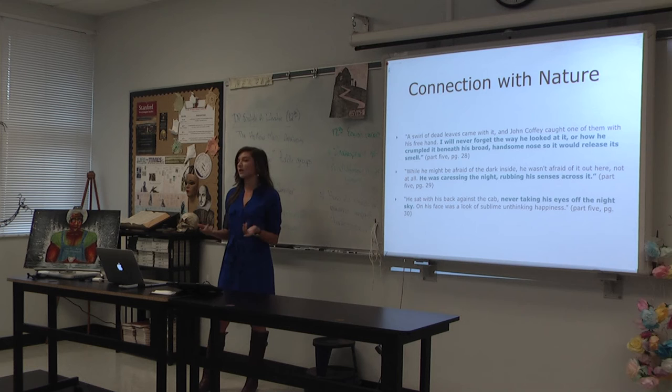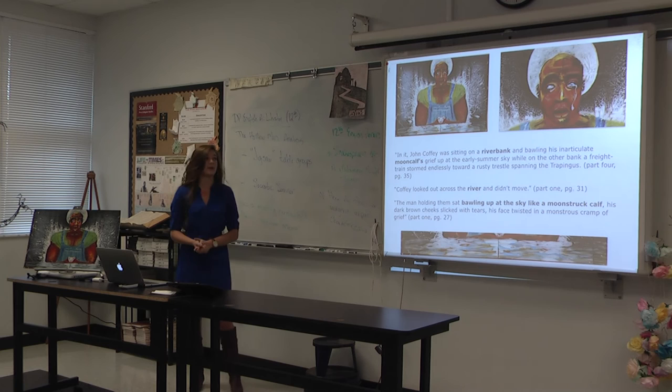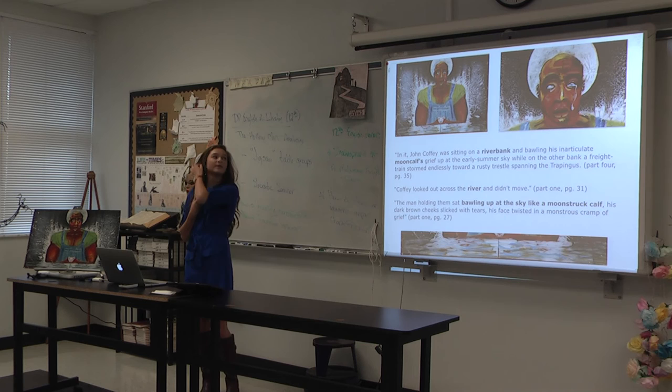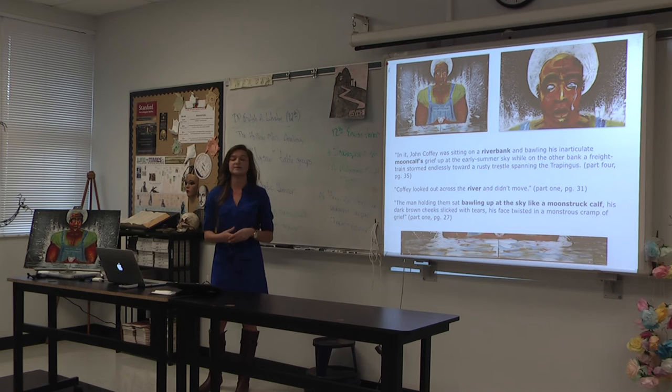And to portray this in my painting, I have two elements: the moon behind John Coffey's head and water at the bottom of him to portray a river or riverbank, because I feel that in the novel, these are the two most prominent features that describe John Coffey's connection with nature.